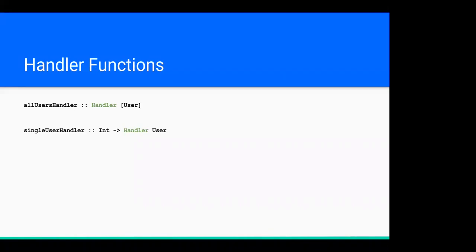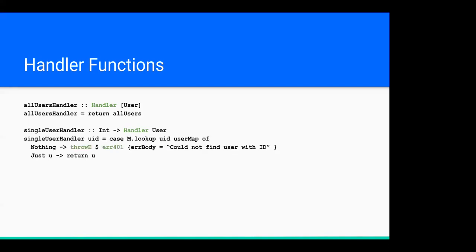So let's get into writing the handler functions themselves, and we'll just start out with the type signatures. There are no parameters on our all users endpoint, that's just going to return a list of users, very straightforward. And with the single user endpoint, we have a single capture parameter, and as a result of that, we're going to take an int as a parameter to the handler function. And then we're just going to return a single user at the end of that.